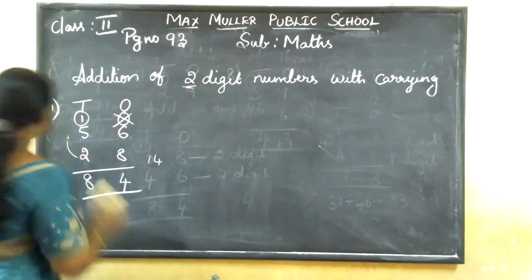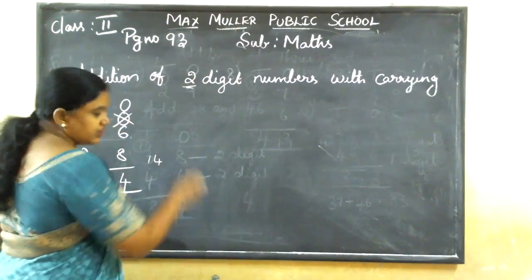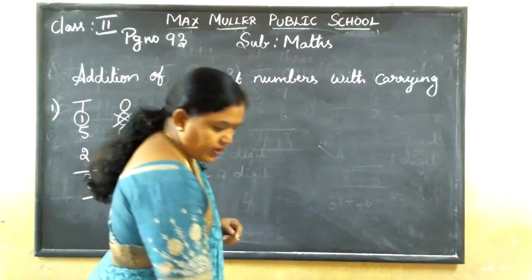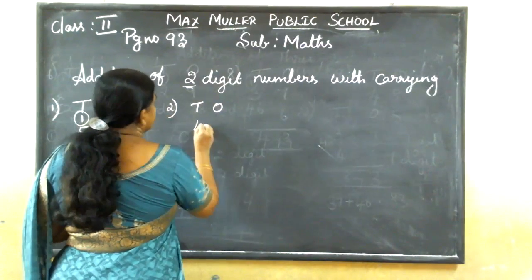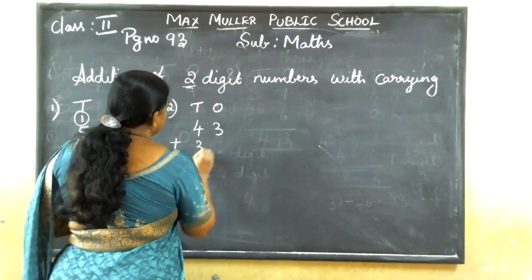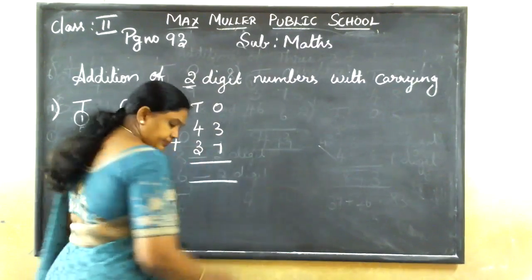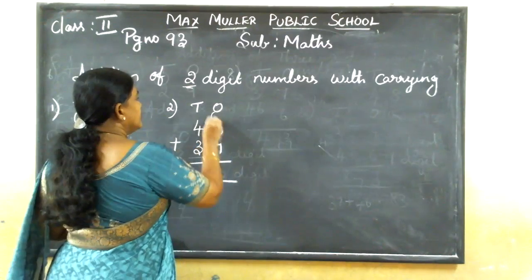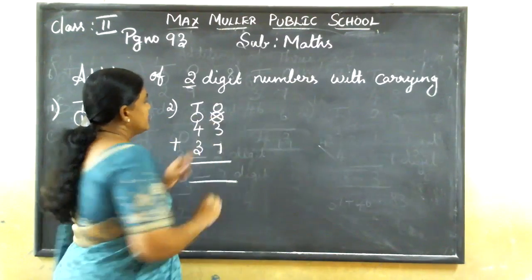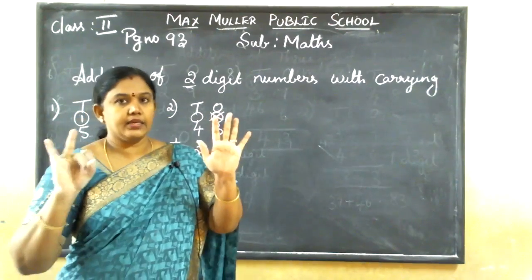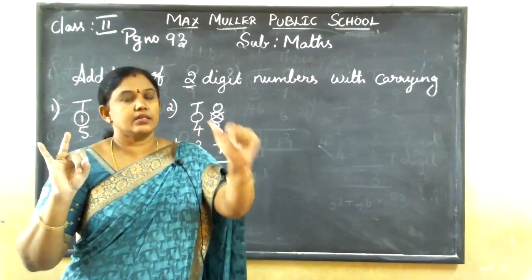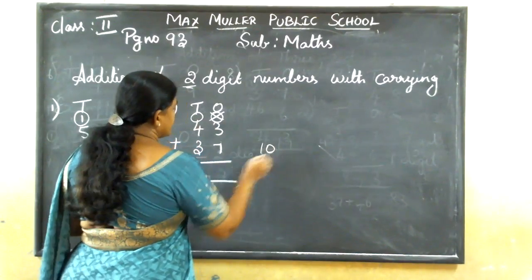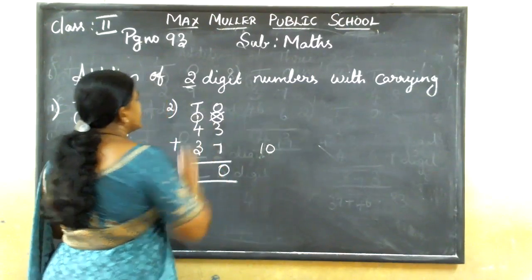Understood, children? Like that you want to do the sums. Second one, tens, ones. 43 plus 37. 3 in the mind, 7 on the fingers. After 3: 4, 5, 6, 7, 8, 9, 10. 10. See, 10 is also a two-digit number. 0 you will write here. 1 you will carry to the tens column.